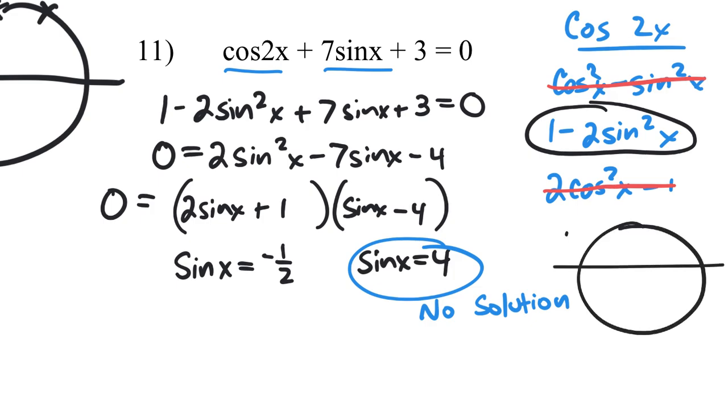When I think of sine, I know positive on the top, negative on the bottom, and 1/2 is going to be relatively close to the x-axis. Those two angles will be 7 pi over 6 and 11 pi over 6.